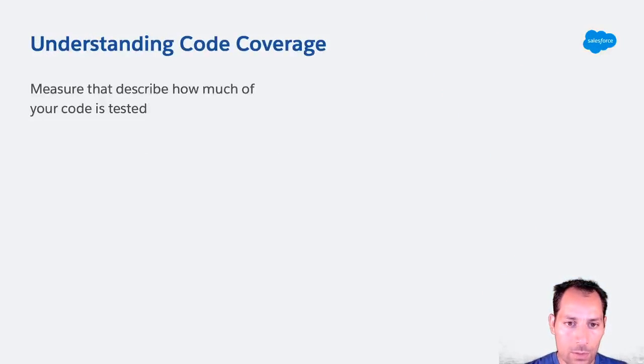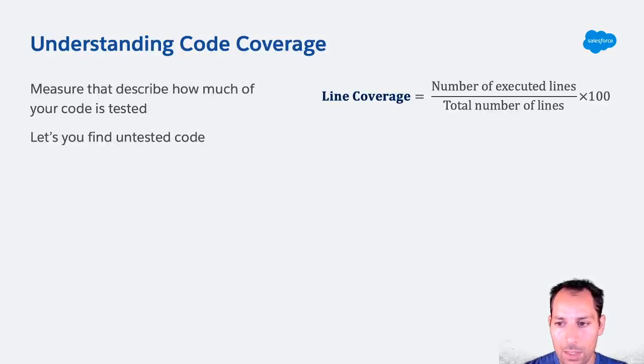So first of all, what is code coverage? Well, code coverage is a measure, it's a percentage actually, that describes how much of your code is tested. And the way you calculate this is pretty simple. It's the number of executed lines that are being tested in your code divided by the total number of lines in your code. Of course, that's times 100 because it's a percentage. Now, what is interesting with this specific measure is that it also lets you find untested code. So besides the percentage, you can also isolate and identify parts of your code which are not tested. So these two things are to keep in mind, the percentage and the detection of untested code.